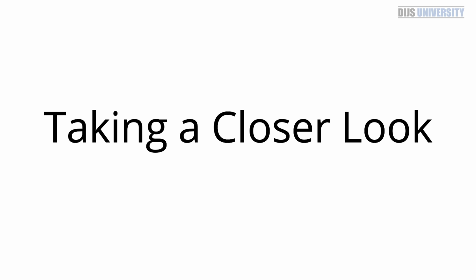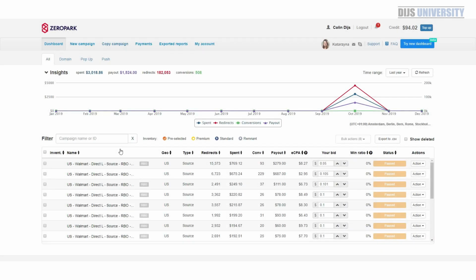Taking a closer look is the next category we're going to go over. In the campaign details, you're going to find the exact sources of traffic you're bidding on with their current prices, the number of redirects purchased, and the total cost. To get there, you can click any campaign name in the dashboard panel.